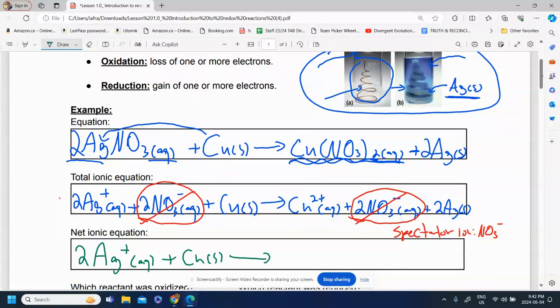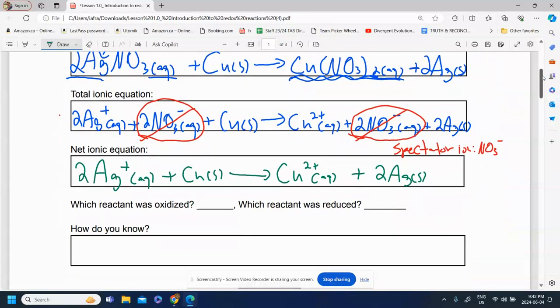And then on the other side, well, the copper went into the solution. So copper is now Cu2+ aqueous, dissolved. And the silver, the Ag, is now no longer dissolved, it's in solid form. So those experienced some changes, and this is our net ionic equation.